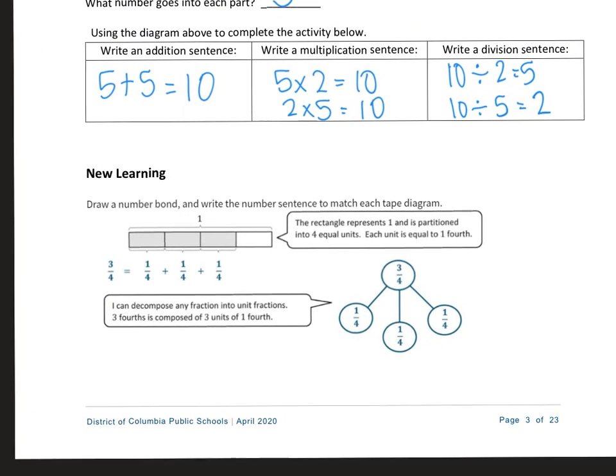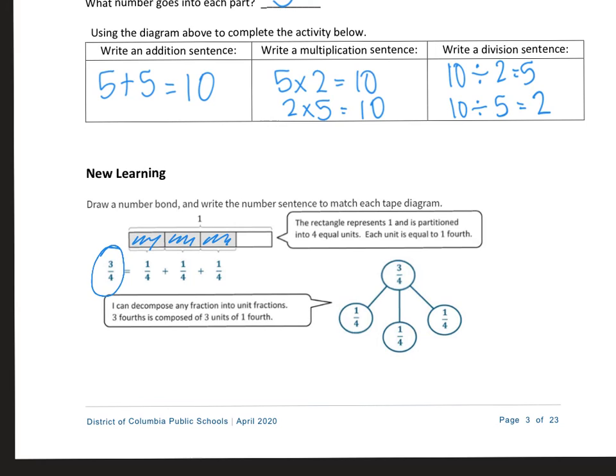All right, it says new learning. So it says draw a number bond and write the number sentence to match each tape diagram. So this is an example of where they already gave us the example, right? This was just an example. So they're saying the rectangle represents one whole and is partitioned into 4 equal units. Each unit is equal to 1/4. So I can see that this shows 3/4 total. There's my total right there. And they broke it up into 1/4 plus 1/4 plus 1/4.